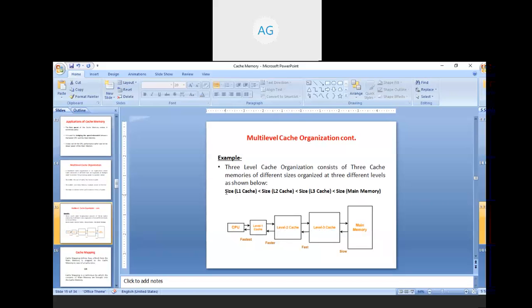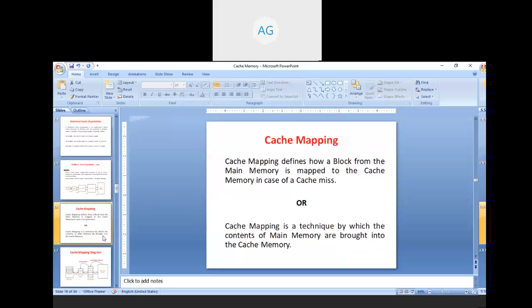As you can see on your screen, it is written that size of L1 cache is less than size of L2 cache is less than size of L3 cache is less than size of main memory. This portion we already discussed in our last class, and in today's lecture we are going to discuss much more deeply the concept of cache mapping.